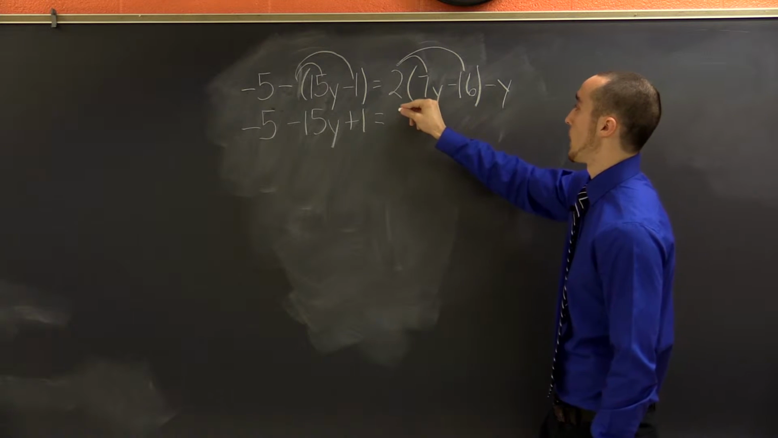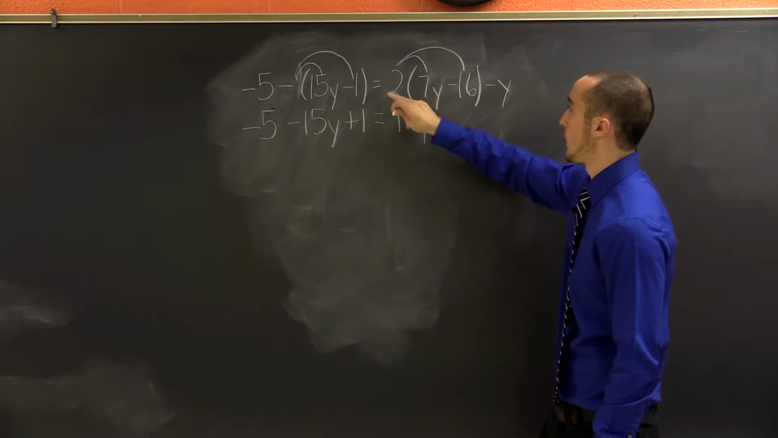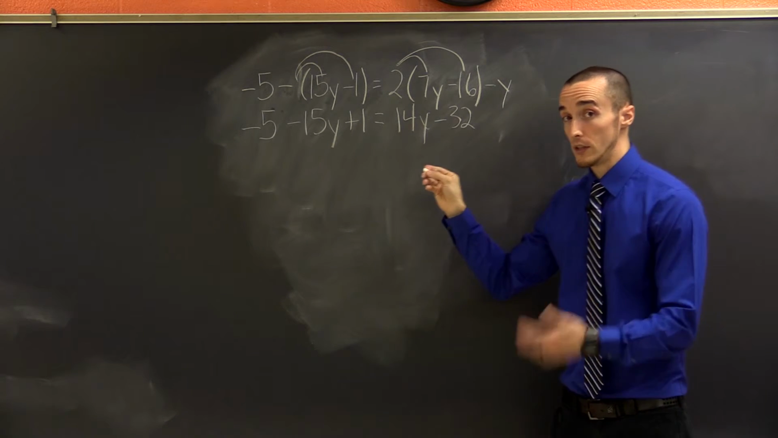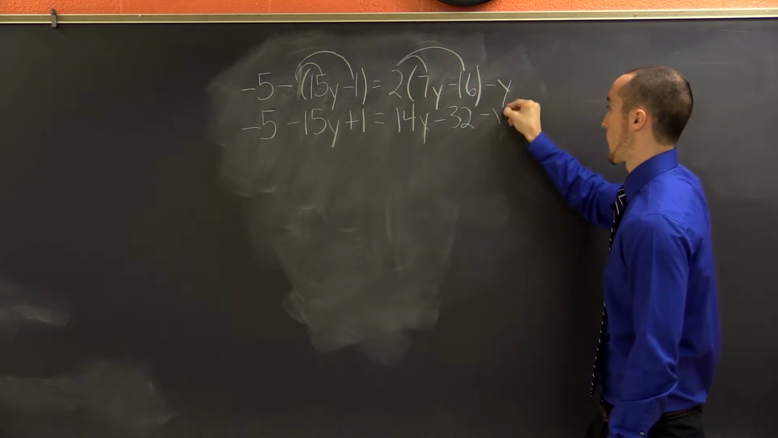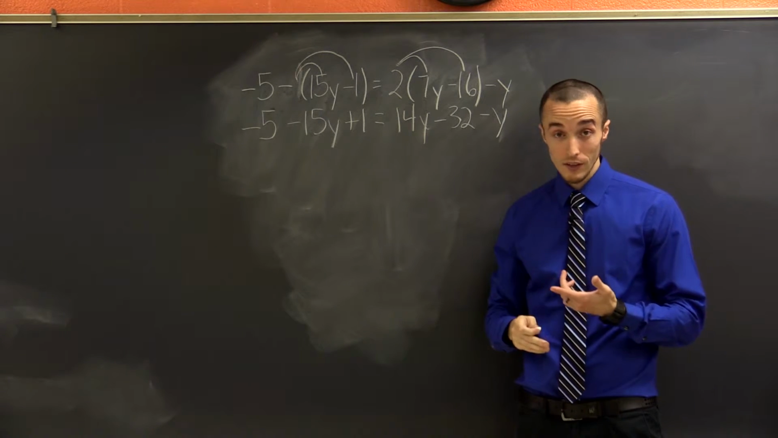Let's do the same thing on the right. 2 times 7y is going to give me 14y, and 2 times negative 16 gives me negative 32. Don't forget about this subtract y at the end of the problem. Okay, you're done with the distributive property.